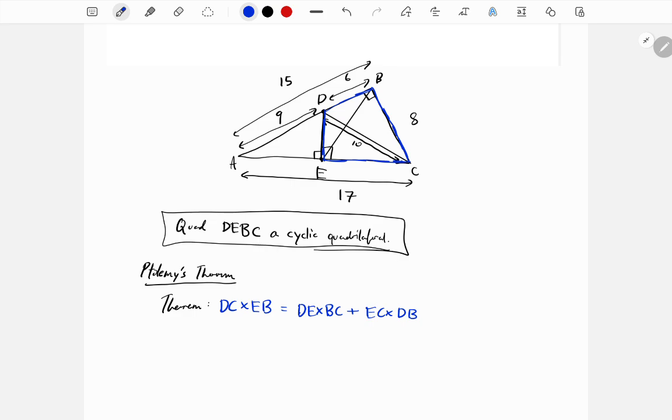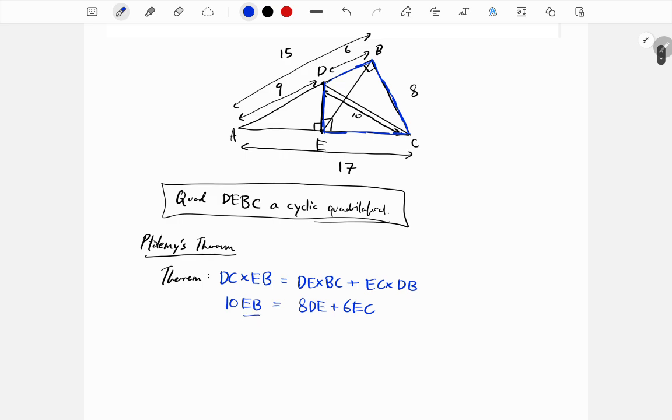Okay, we know that DC is equal to 10, and we know that BC is equal to 8, and we know that DB is equal to 6. So all that's left to find EB is DE and EC. So that's going to be our goal. So how do we do that?